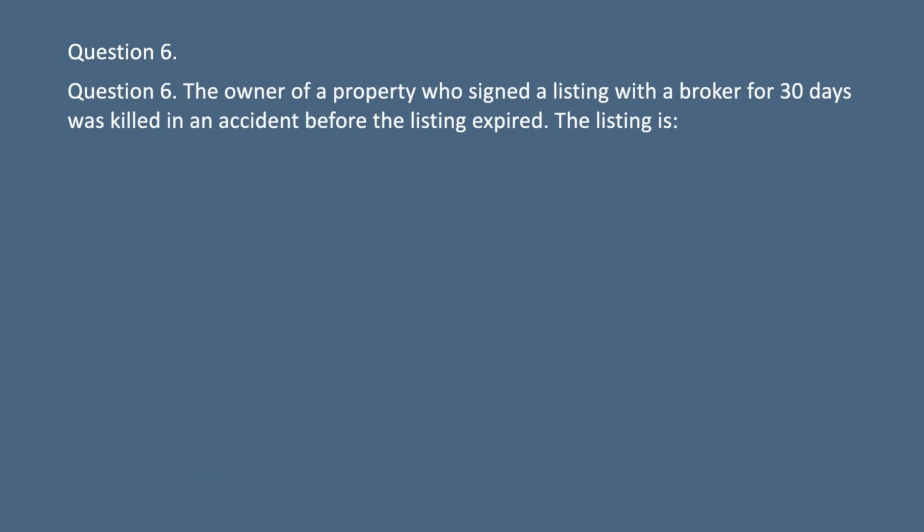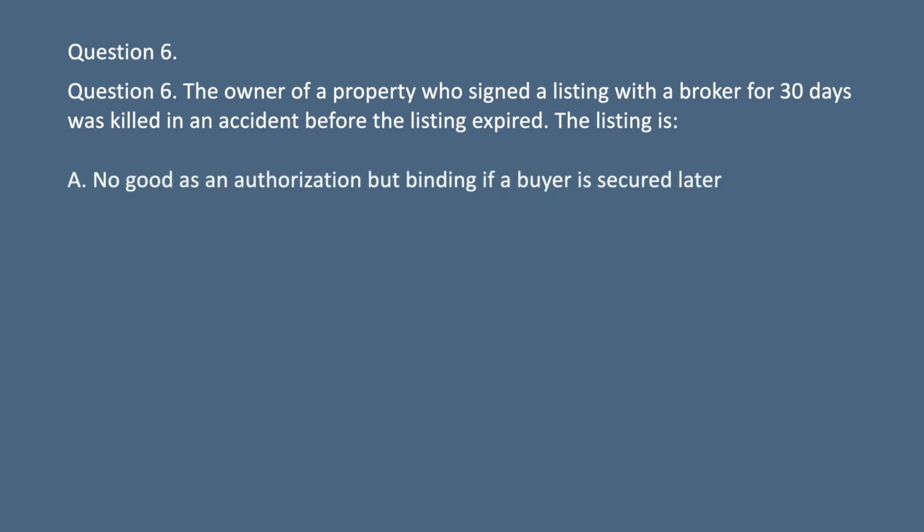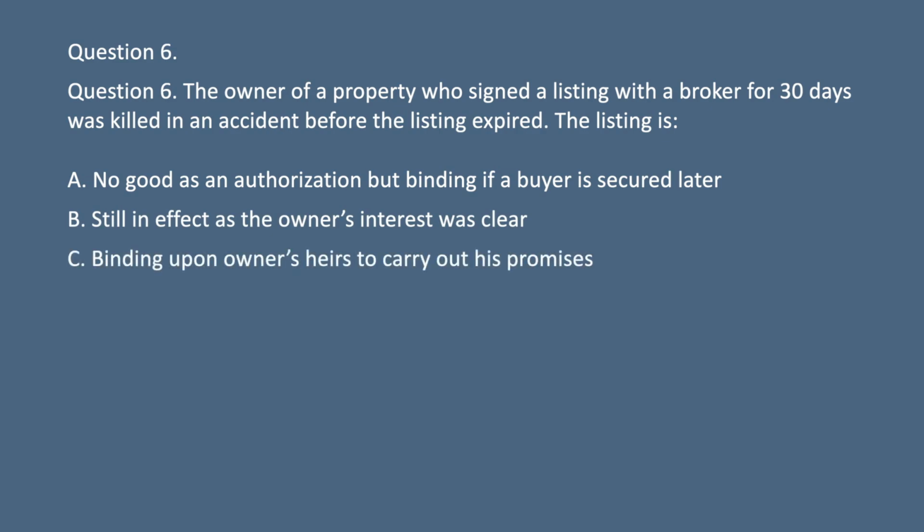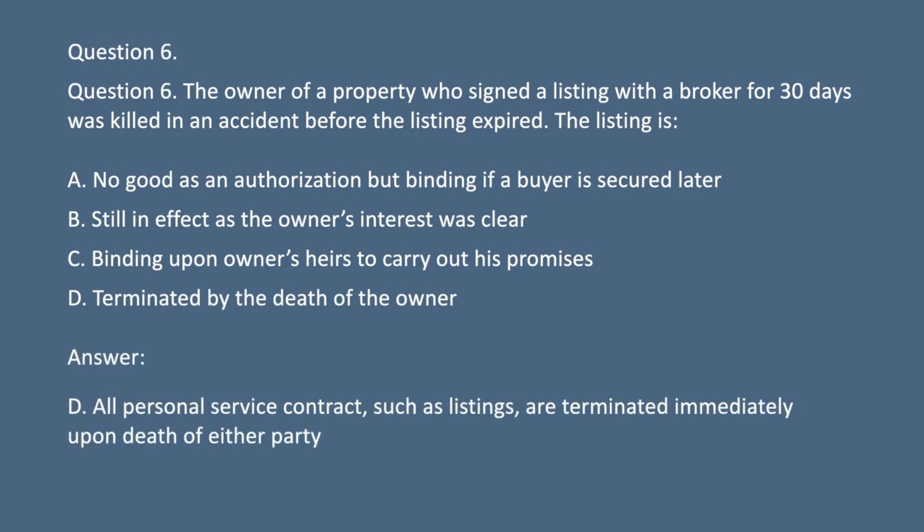Question 6. The owner of a property who signed a listing with a broker for 30 days was killed in an accident before the listing expired. The listing is A. No good as an authorization but binding if a buyer is secured later. B. Still in effect as the owner's interest was clear. C. Binding upon owner's heirs to carry out his promises. D. Terminated by the death of the owner. Answer. D. All personal service contracts, such as listings, are terminated immediately upon death of either party.